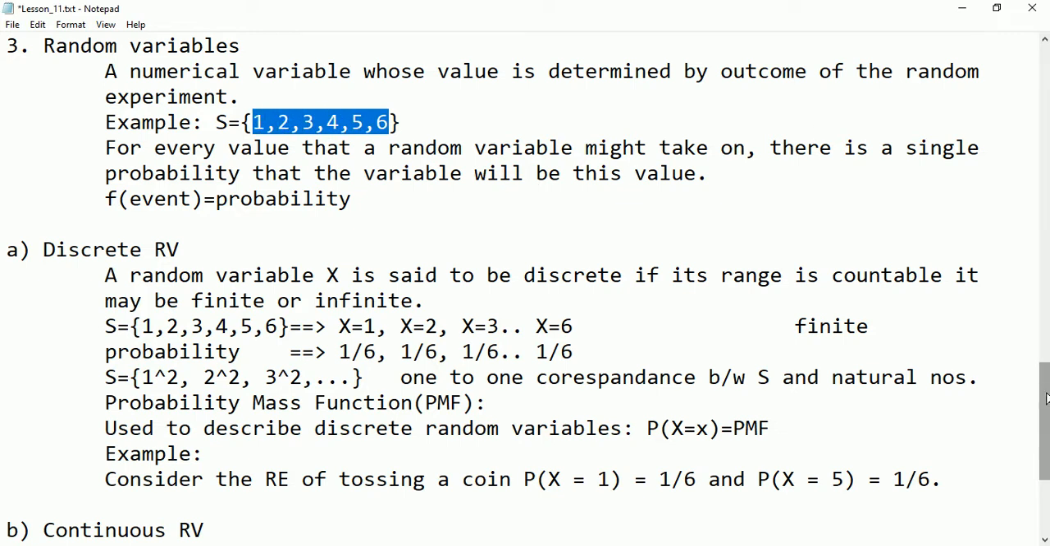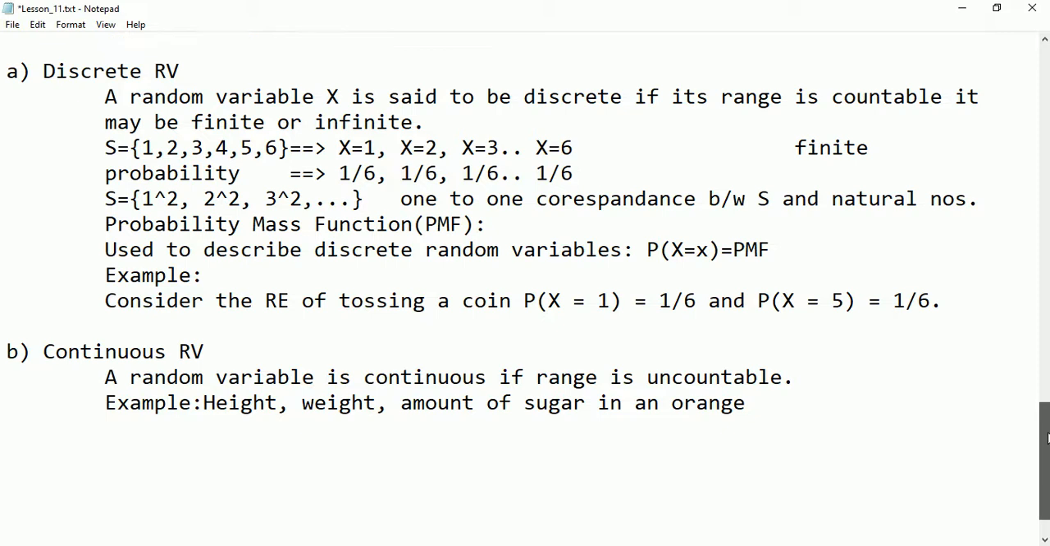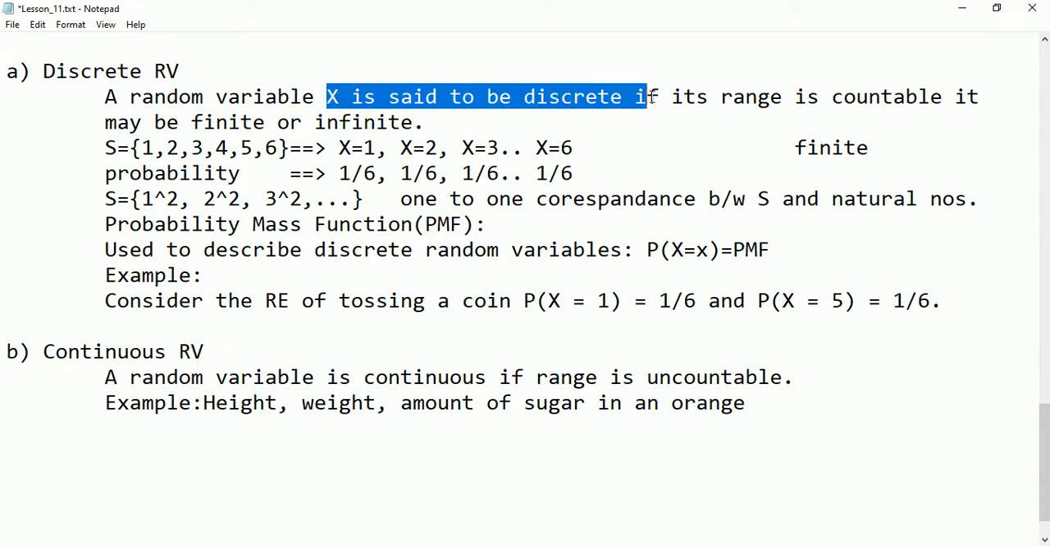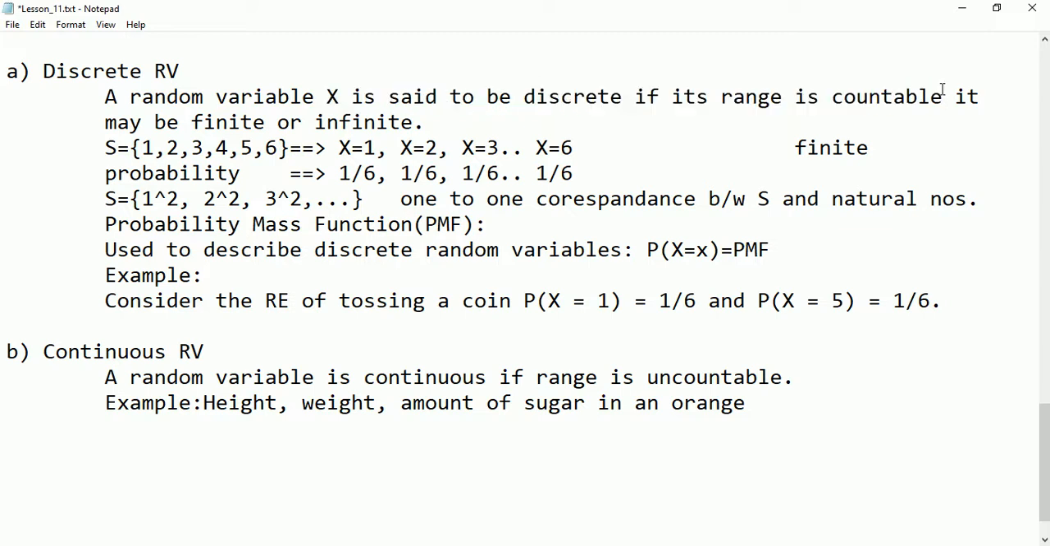So again, the random variable will be divided into two parts. We have discrete random variable and we have continuous random variable. So what is a discrete random variable? A random variable x is said to be discrete if its range is countable. The range is countable. It may be finite or infinite.